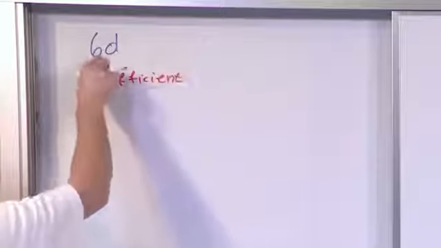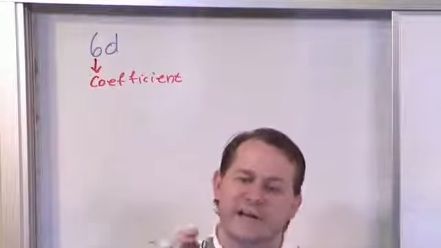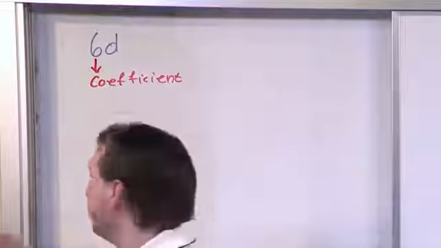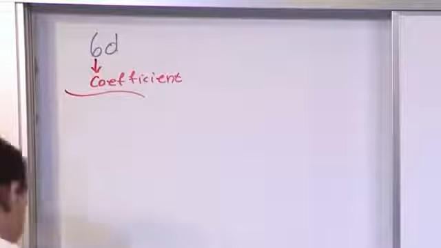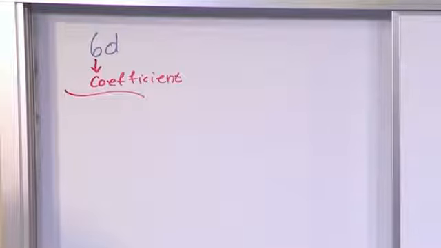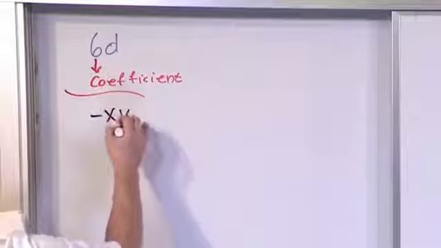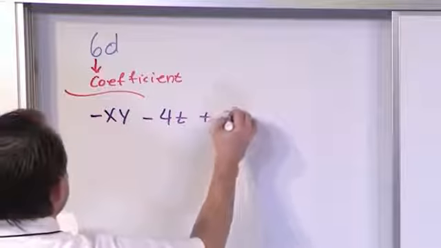So anytime you have a number sitting out in front of letters, which you're going to see a lot in algebra, the number is called the coefficient, right? And so on. So this is very simple because there's only one thing here, but let me go ahead and write a little bit more complicated one down, and you'll see how to deal with it. What if you had the expression negative x times y minus 4 times t plus 35?